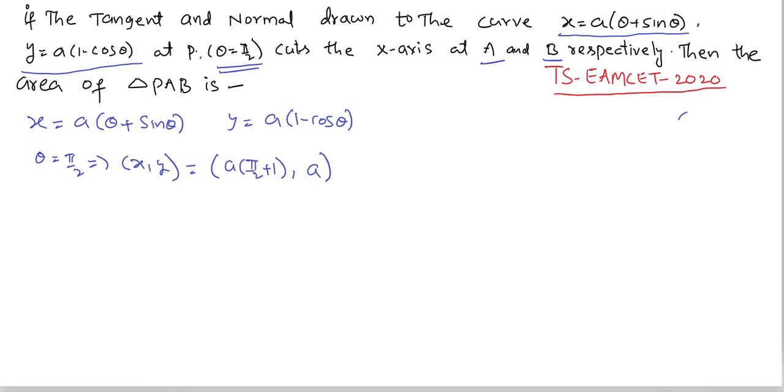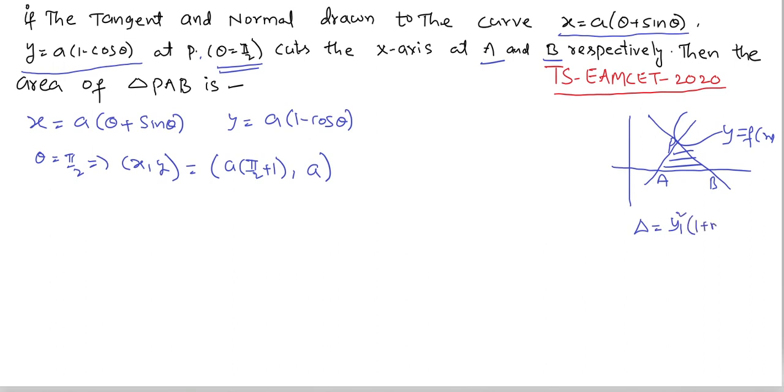That means here let y is equal to f of x, any curve. The tangent line and the normal line, these two lines cut the axis at capital A, capital B. This is any point P. The area of this triangle: area of the triangle delta is equal to y1 square into 1 plus m square by 2 mod m. This is the area of the triangle formed by tangent, normal and the x-axis.